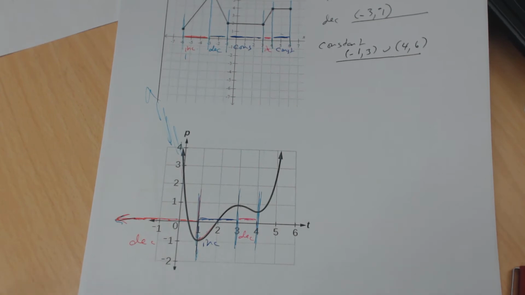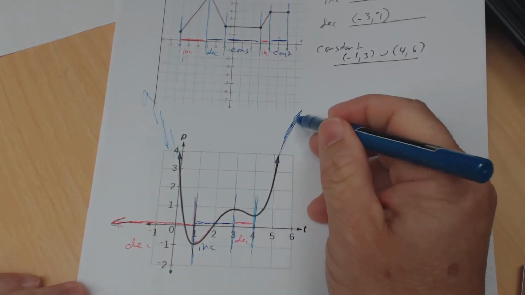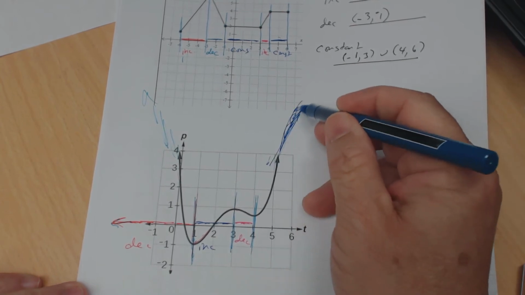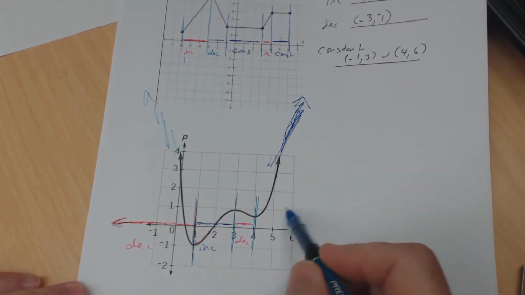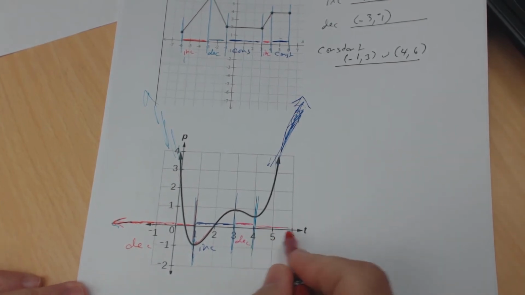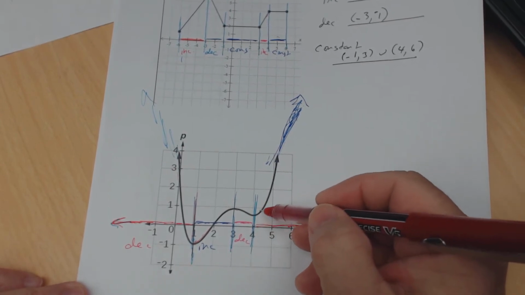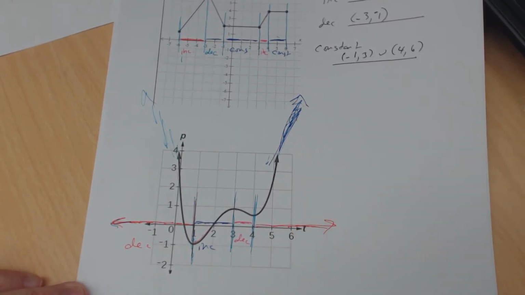And remember what that means. That means that this thing right here just keeps on going like this, keeps on going up. So you're going from here to infinity. From 4 to infinity, my y values are increasing. So I put INC here. Okay. All right. So now we're done.